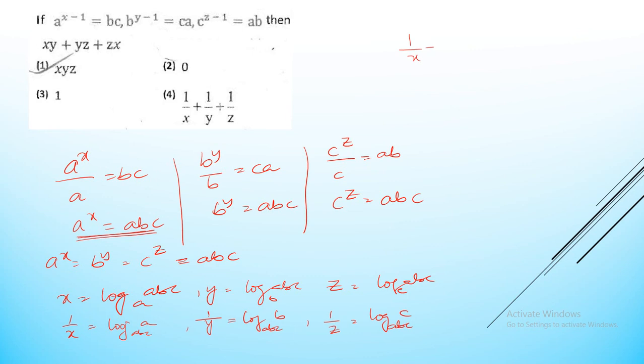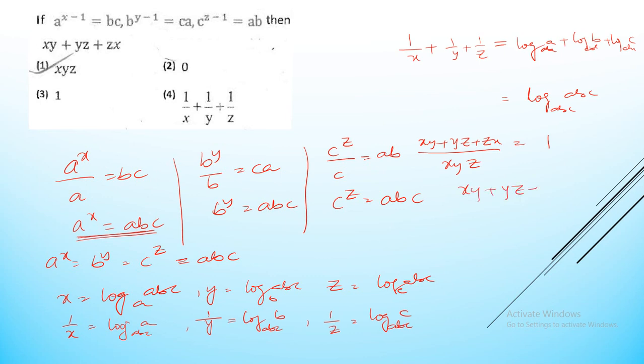So if I add all these, 1 by x plus 1 by y plus 1 by z is equal to log a to the base abc plus log b to the base abc plus log c to the base abc. This I can write as log of abc to the base abc. So this becomes 1. If I take LCM here, xyz is the LCM, so I am going to get xy plus yz plus zx in the numerator. Since I need the numerator value, xy plus yz plus zx is equal to x into y into z. So option 1 is my answer.